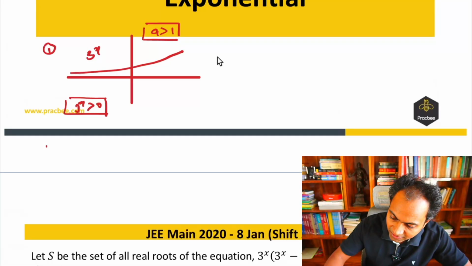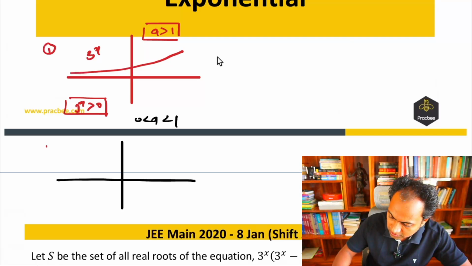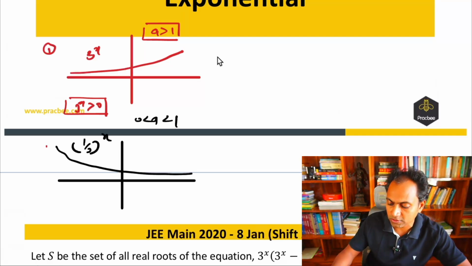Another graph that we can get is if we have values of a between 0 and 1. So if we have something like this, (1/3) raised to the power x, then the graph will look something like this. Still it is going to be positive, but the nature will become decreasing.